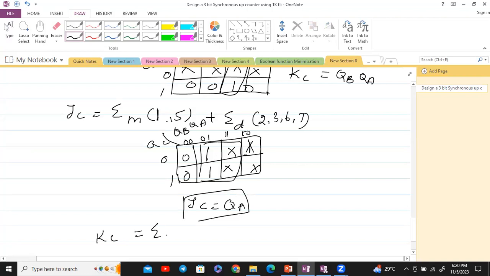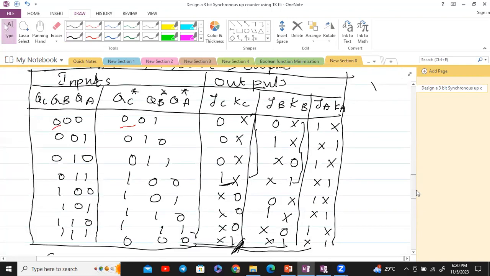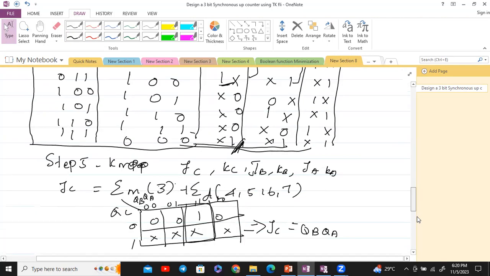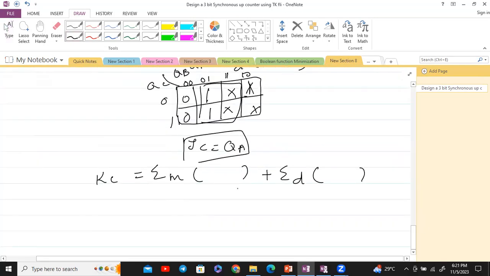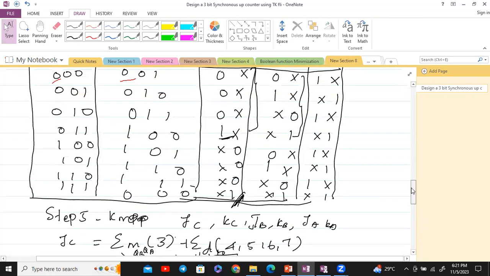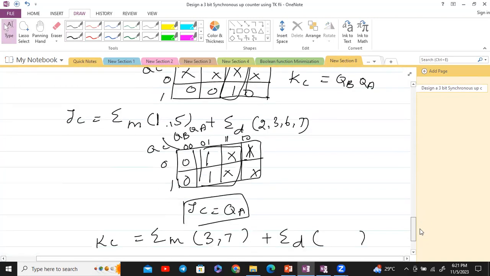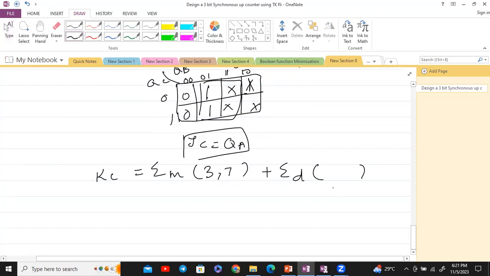Similarly, find the value for KC. KC is summation M, the min terms plus the don't care terms. We can check from your transition table. See this KB: 0, 1, 2, 3. In position 3 as well as 7, you have the min terms. So you have 3, 7. What are the don't care terms? Don't care terms you have in KB are 0, 1, then 4, 5.